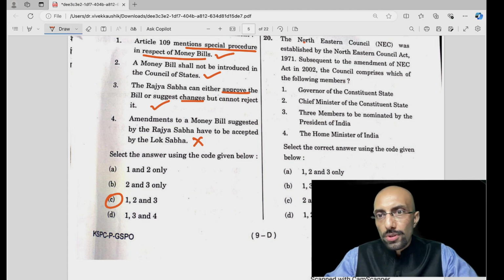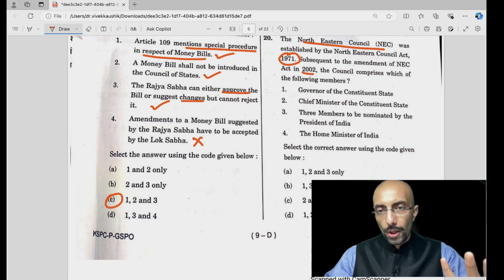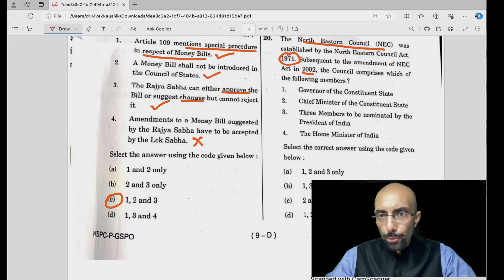After the 18th question, the next question is the 20th question. The Northeastern Council was set up in 1971. It came into existence in 1972, the next year. And then some changes were made in 2002. Now according to the present composition, Northeastern Council consists of governors of all the 8 states. So we have 7 Northeast states plus Sikkim. So governors of all these states, correct.